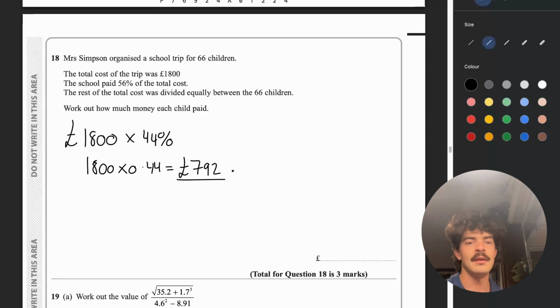Okay. This cost was then equally divided between the 66 children. So to get our final answer, we're going to take this value, that's the total amount that the students were paying, and then divide it by the 66, which gives us £12.